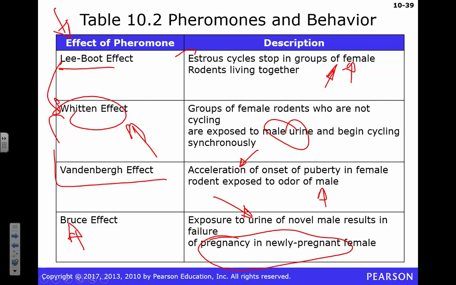This does not happen in people, so don't worry. Like if you accidentally walk into the wrong restroom at the gas station and you smell some male urine, okay, you don't have to worry. I mean, it's going to be nasty, right? But you don't have to worry about any problems like that.